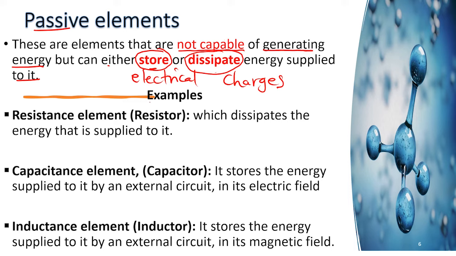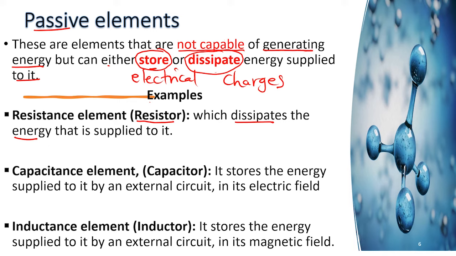That's what we mostly call the resistor. A resistor dissipates the energy supplied to it. In our studies, we are going to dive deep into resistors, how to arrange them, and calculate for their arrangement. It's interesting. So resistors dissipate energy. Energy supplied to them is dissipated, which makes them a passive element.